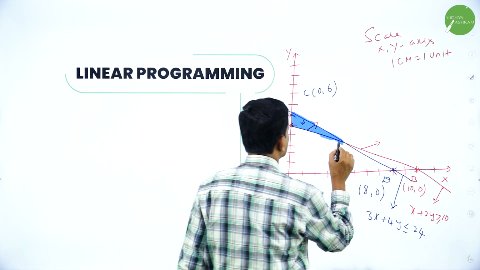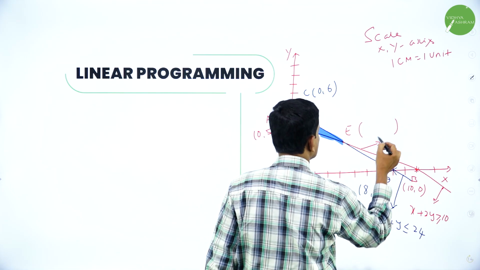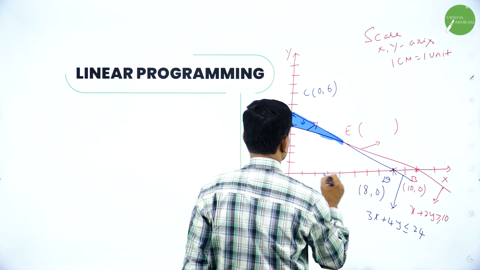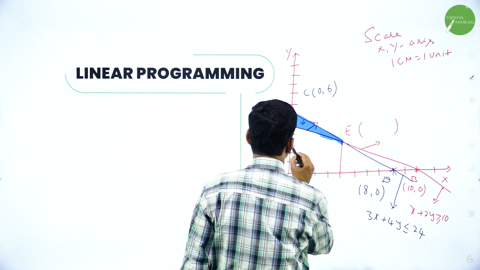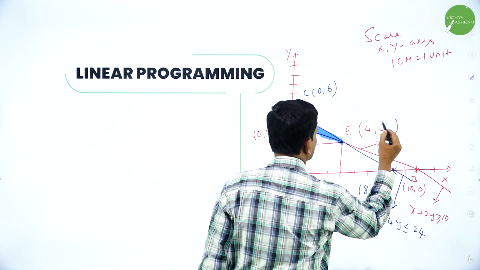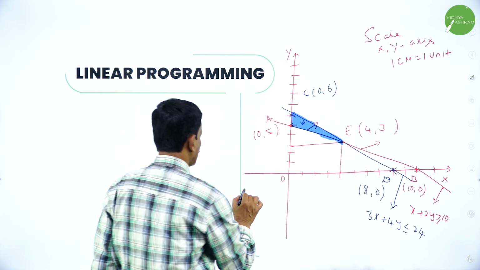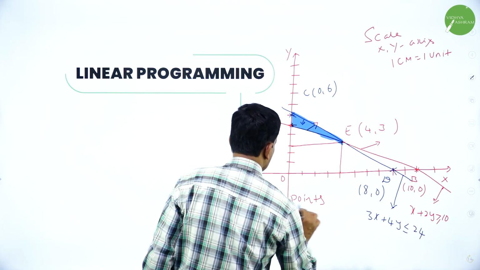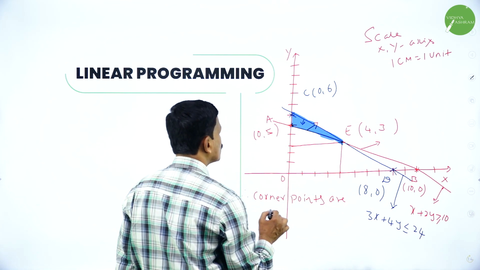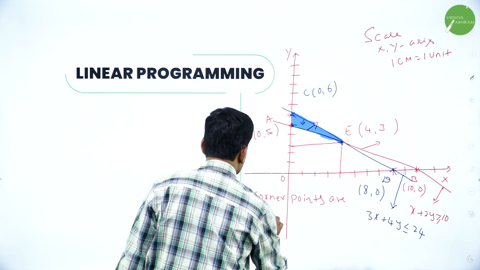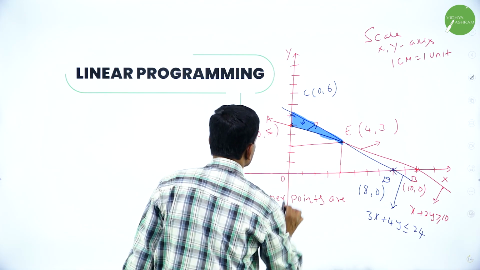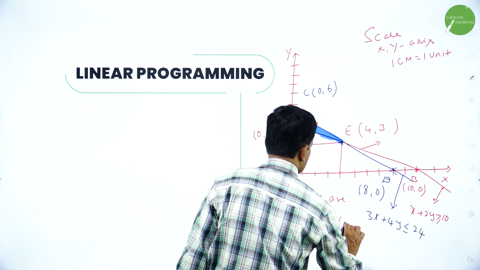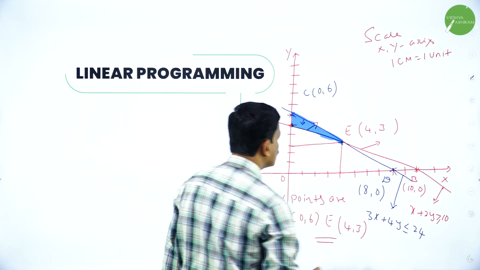Now, this is the point of intersection. What is this equal to? What you will get exactly is x equal to 4, y equal to 3. So, therefore, the corner points are: what are the corner points? We have A (0, 5), then C (0, 6), and E, what is E? (4, 3). So, these are the corner points.